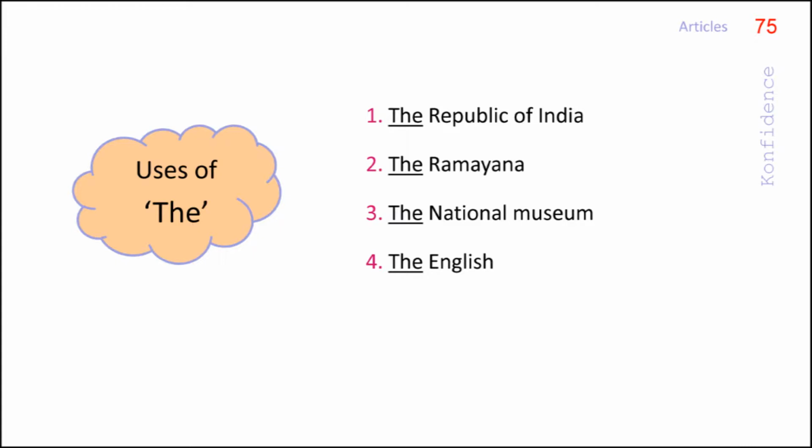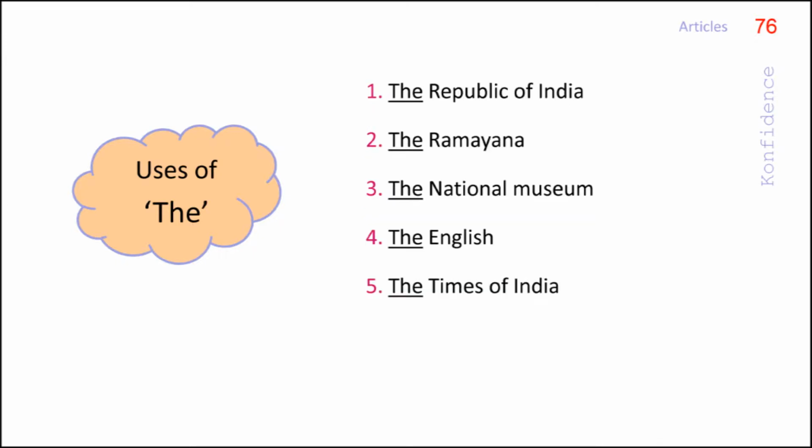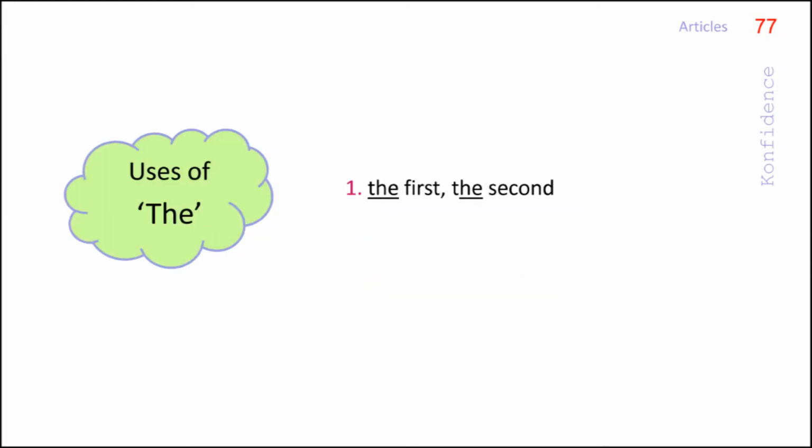Similarly, we will say the Indians, the Dutch, the Australians, etc. These also used before the names of newspapers and magazines. Example 5 shows this. Here are some more rules about definite article the. The must be used before ordinal numbers. See example 1.